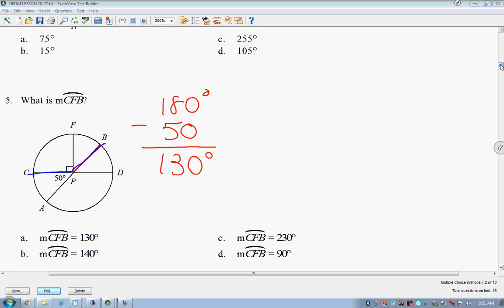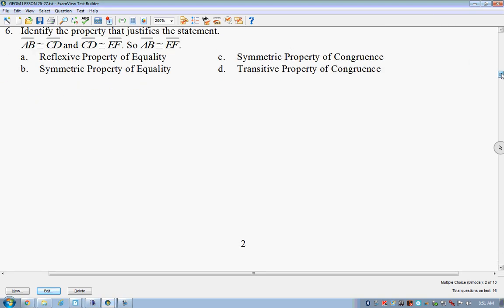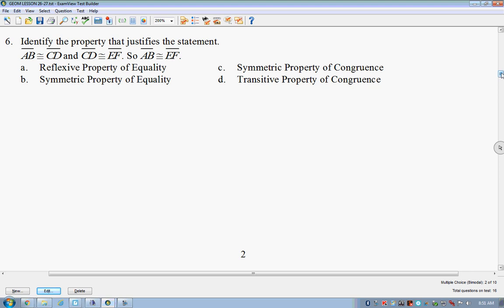So you see how the more I know, sometimes the less math I need to do, right? And 130 is still correct either way, right? Let's try to get at least one proof type of thing done.